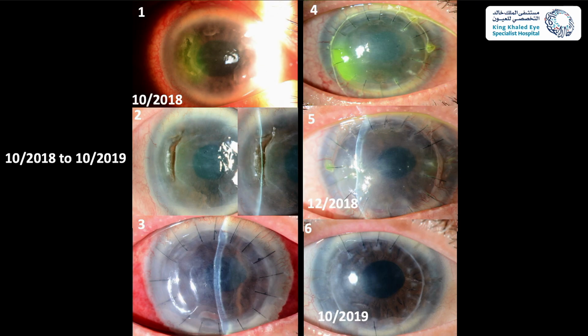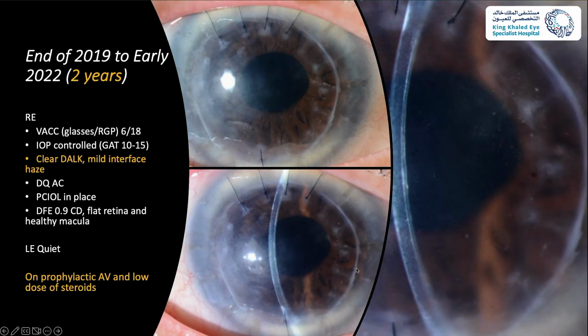So this is a patient presented with herpetic keratitis and stromal melt. The patient progressed into almost full thickness melt of the stroma. The surgeon elected to do DALK for the patient, and eventually, after almost a year, the patient did well. However, patient VA was 6/18 with contact lenses. This is the best corrected VA.